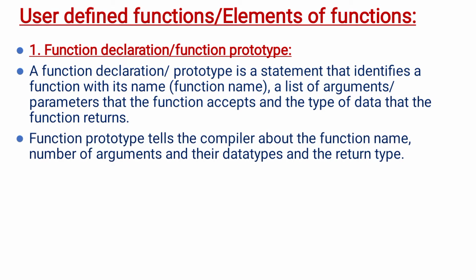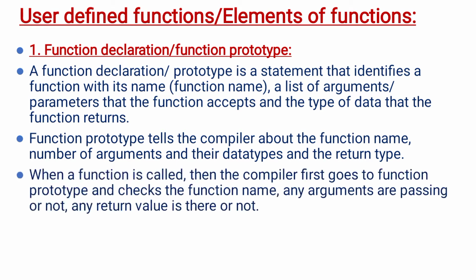A function prototype tells the compiler about the function name, the number of arguments being passed and their data types, and the return type of the function. So in a function prototype we have to write the function name, the number of arguments along with their data types, and the return type for that function. When a function is called, the compiler first goes to the function prototype and checks the function name, whether any arguments are passed or not, and whether any return value is there or not.